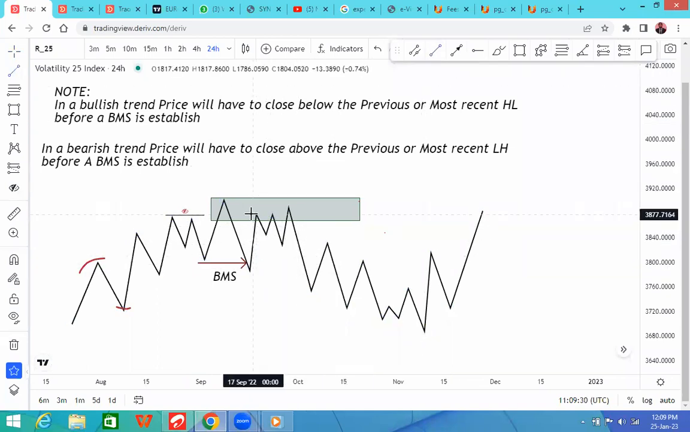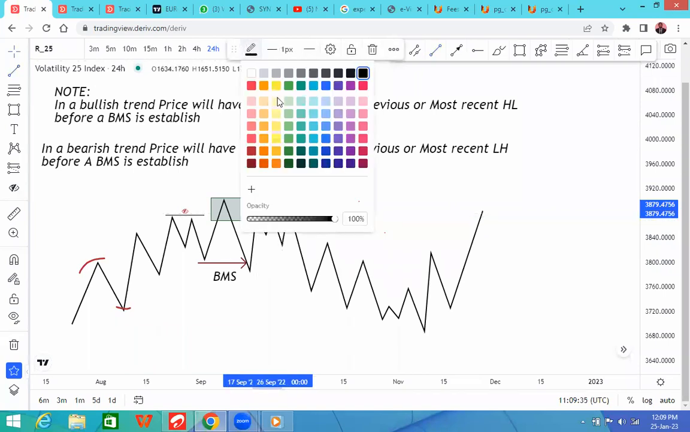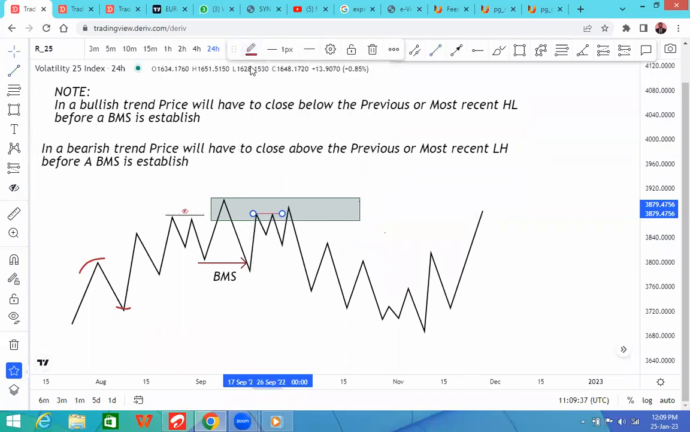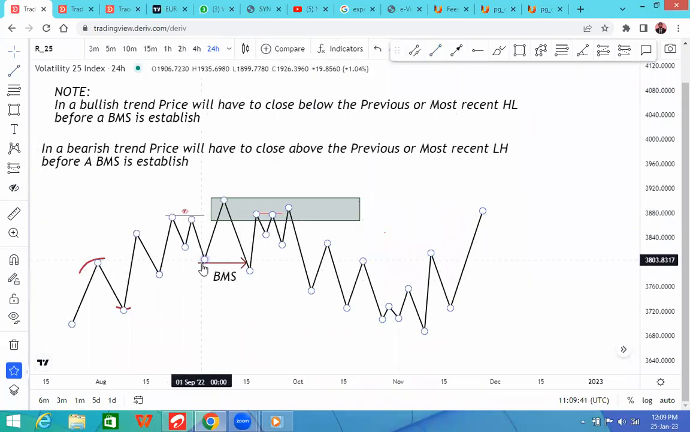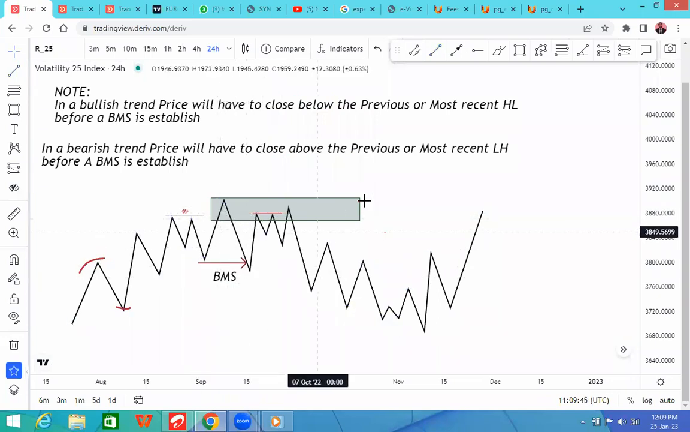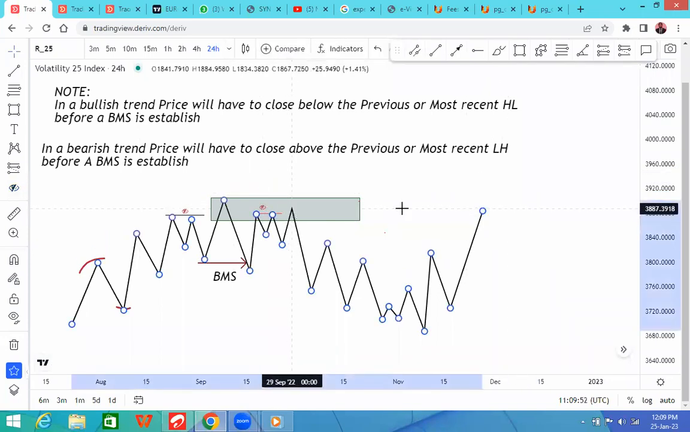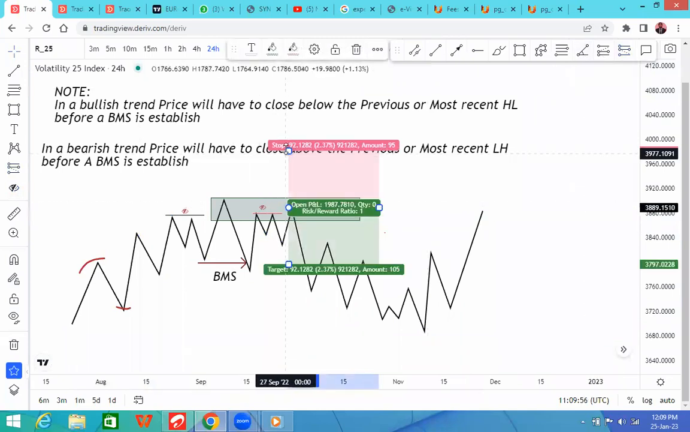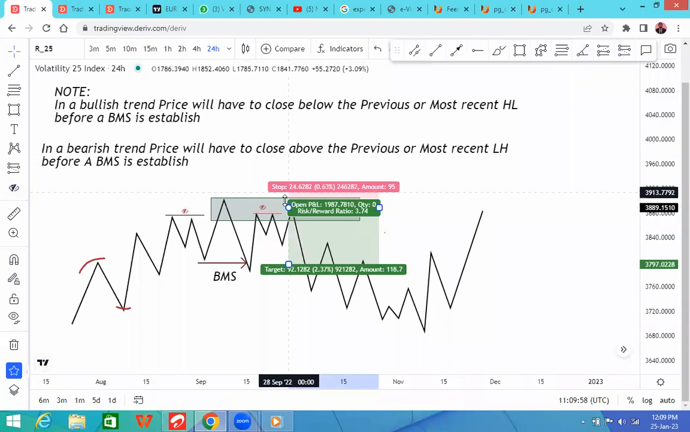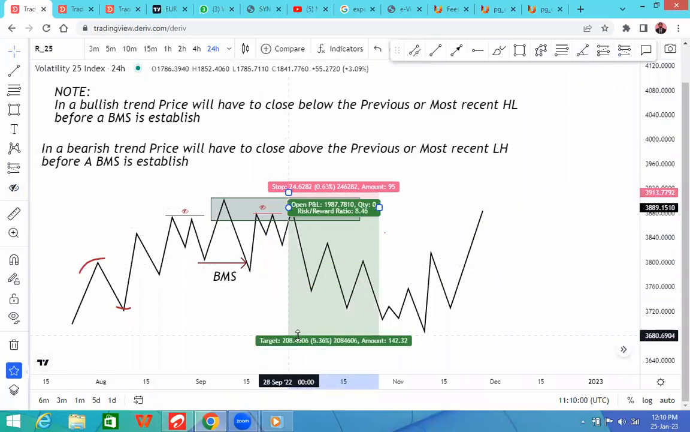Somebody asked, how do we know a valid break of structure? This is how to know a valid break of structure. The last higher low has been broken. You want to wait for price to come back to mitigate that institutional candle. And then we can look to enter selling opportunities from here, stop loss above this high, then we can look to take price down.